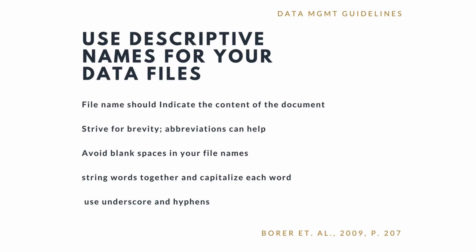One of the best things you can do is use descriptive names for your data files, which we discussed in the personal data management section. File name should indicate the content of the document. Strive for brevity, and abbreviations can help with that. Avoid blank spaces in your file names because sometimes programs have trouble uploading files with spaces in their names. And string words together and capitalizing the first letter of each word can help denote file names, as well as using underscores and hyphens can increase readability of your files.